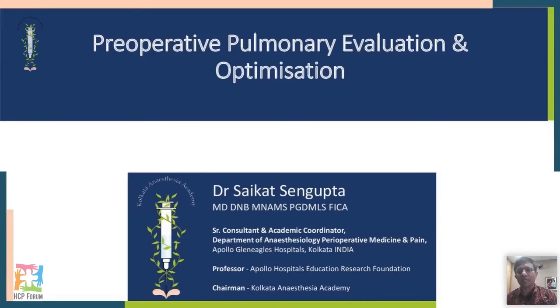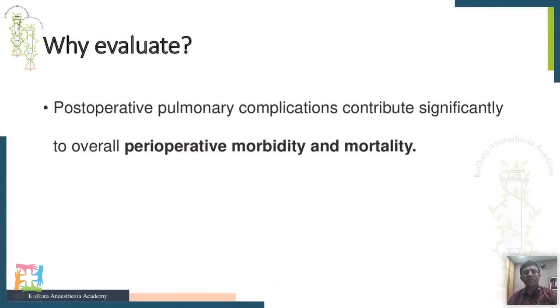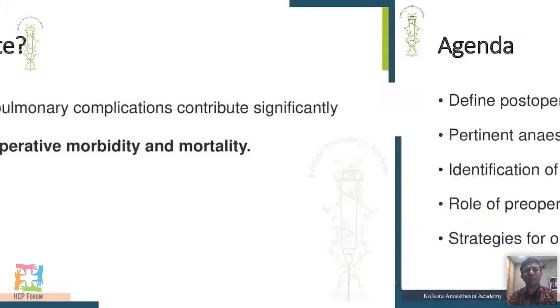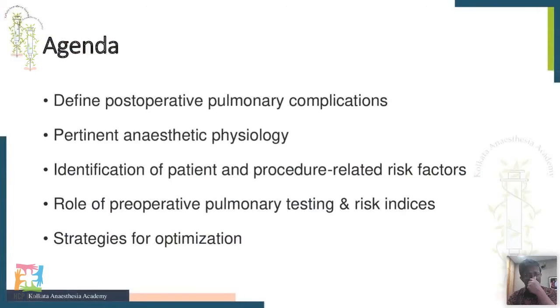I think we will quickly run through this, which is preoperative pulmonary evaluation and optimization. We went through the facets through which you can go through it. The reason you need to evaluate for risks and figure out whether this person is going to safely go through this journey of surgery is the high perioperative morbidity and mortality coming from respiratory complications, which is why we need to evaluate.